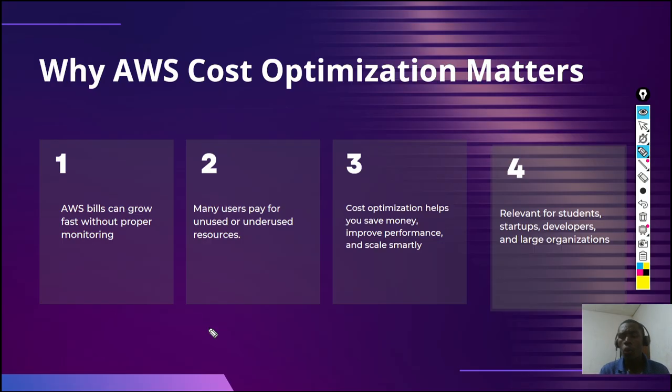And also, one of the reasons why cost optimization matters is that it's relevant for students, startups, developers, and large organizations. So when you are a student, you want to study in the AWS cloud, you don't have a lot of money to spend. You have only a little amount of money to spend. And when you practice cost optimization, it's going to permit you to be able to use that money adequately and get the value that you want. But if you do not practice cost optimization, you are going to spend all the money that you have without actually getting the value that you need.